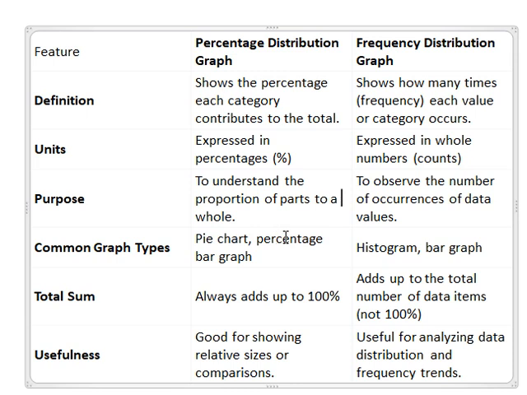Common graph types are pie chart, percentage bar graph, and histogram or bar graph. The total sum always adds up to 100. The total of frequency graph items, if we add them up, does not have to add up to 100. As for usefulness, it is good for showing relative sizes and comparison, and used for analyzing data distribution and frequency trend.